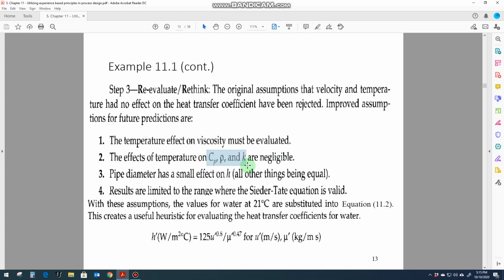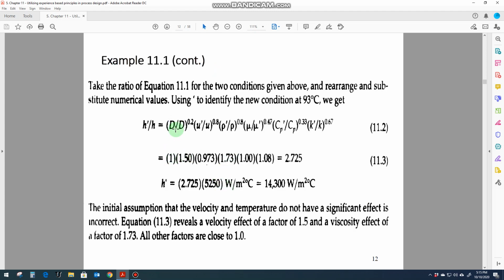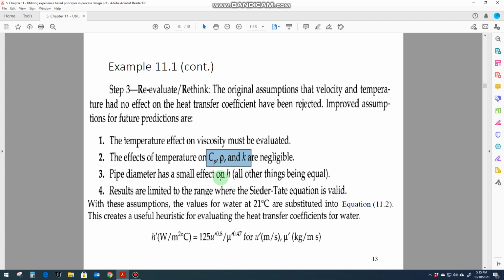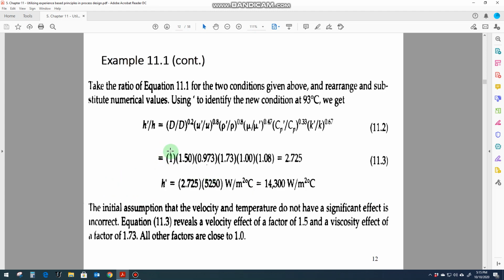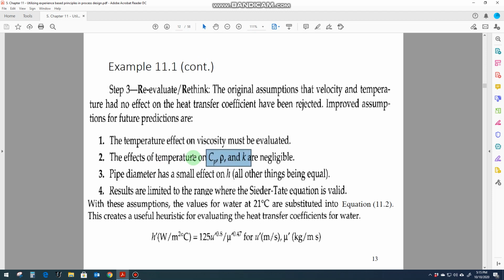The effect of Cp (specific heat), density, and K are negligible. So we see this value from here: the density, Cp and K have the least effect on the heat transfer coefficient. Pipe diameter has a small effect on h. We are not changing any diameter, but even if we could, it would have very little effect on the system, because we cannot change the diameter of the pipelines a lot in industry. The things that actually change can be viscosity or thermal conductivity. So most of the time the pipe diameter remains unchanged.